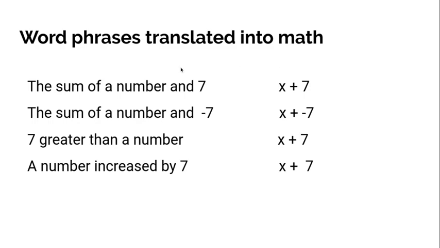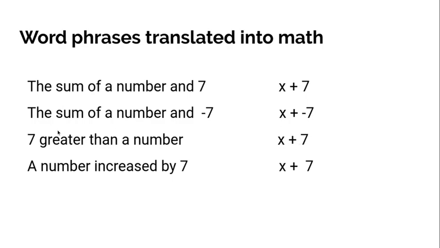The first phrase that they can give us is the sum of a number, where the number is n or x or any variable you want to use, and 7. So the sum of a variable or a number and 7. The sum of a number and -7. These obviously can simplify into just -7, but we can put it like this for now since we're starting to translate. Then it says 7 greater than a number.